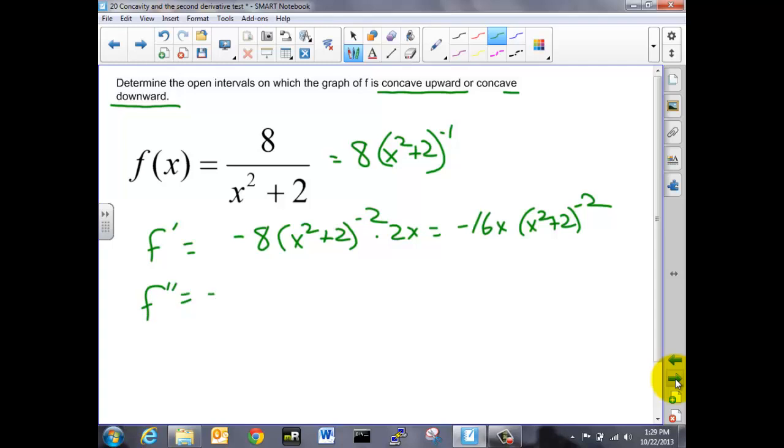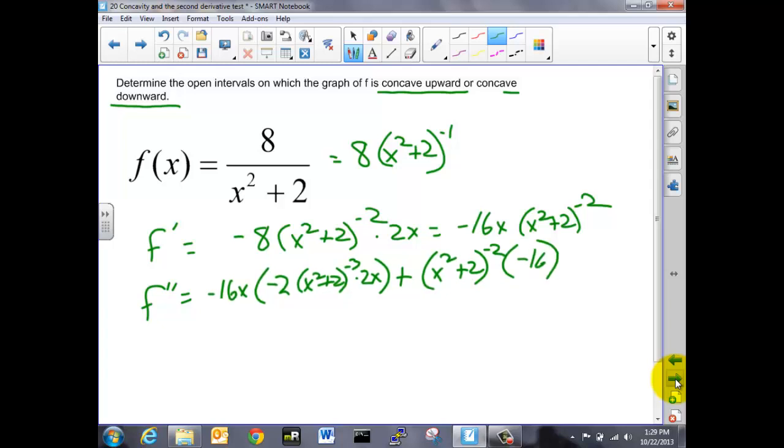First, negative 16x times the derivative of the second, negative 2 times the quantity to the negative third times 2x, plus the second. It's going to be product rule this time, because I've got a negative 16x in there, so I've got to do product rule on it.